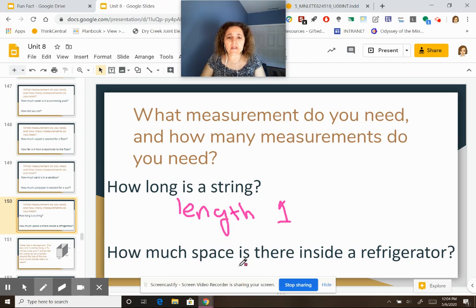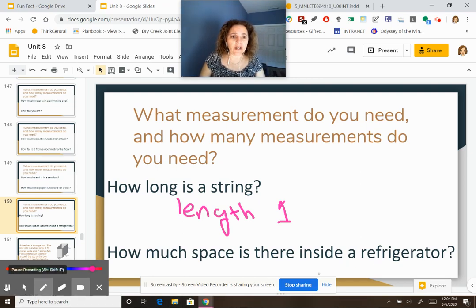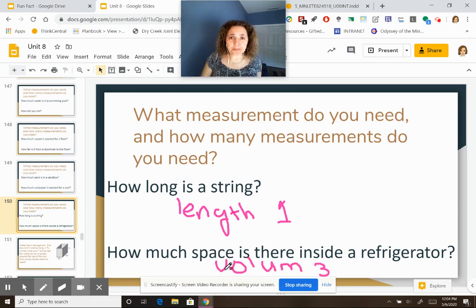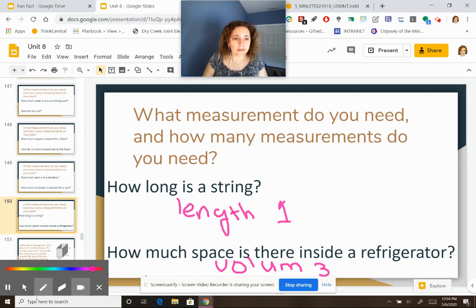How much space is there inside a refrigerator? Okay, do that one. Tell me which measurement you would use and how many measurements you need. Pause the video and then come back. All right, if you said volume and 3 measurements, you're correct because I'm looking for the space that's inside. So how much space is inside, okay? All right, now we're gonna start some word problems.